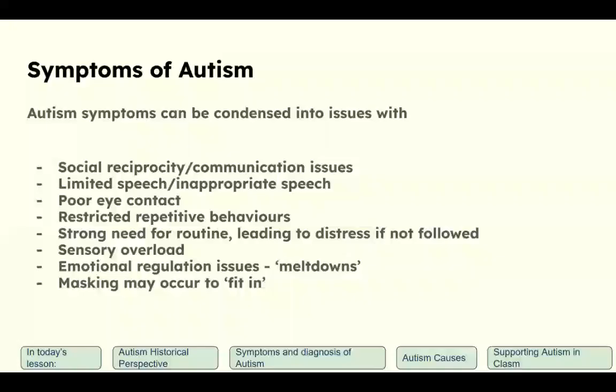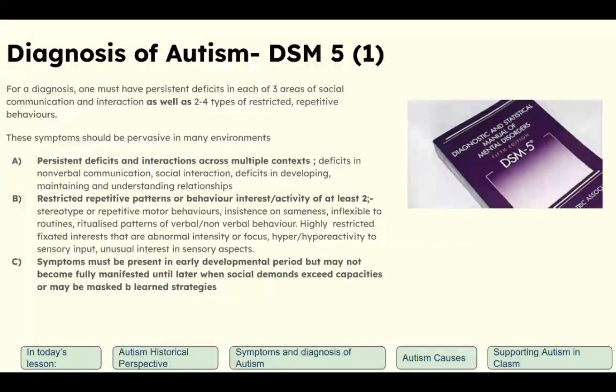Now, these symptoms are found within the neurotypical population as well, however, at a far lower level and to a far lesser level of impairment in function, which is a key part of the diagnosis. So, speaking of that diagnosis, one must have persistent deficits within each of the three areas of social communication and interaction, as well as 2 to 4 types of restricted repetitive behaviours. And these symptoms should be pervasive in many environments, not just in one. These include persistent deficits in interactions across multiple contexts.